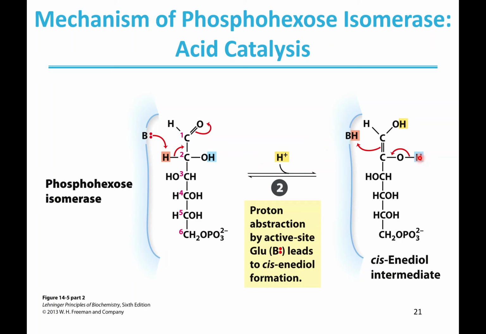Okay, so the first step is the formation of the ene diol intermediate, and then the second step is that the proton on the alcohol on carbon 2 is removed, which makes the carbonyl on carbon 2 instead of on carbon 1. Okay, so that's how that carbonyl kind of flip-flops the position from carbon 1 to carbon 2.